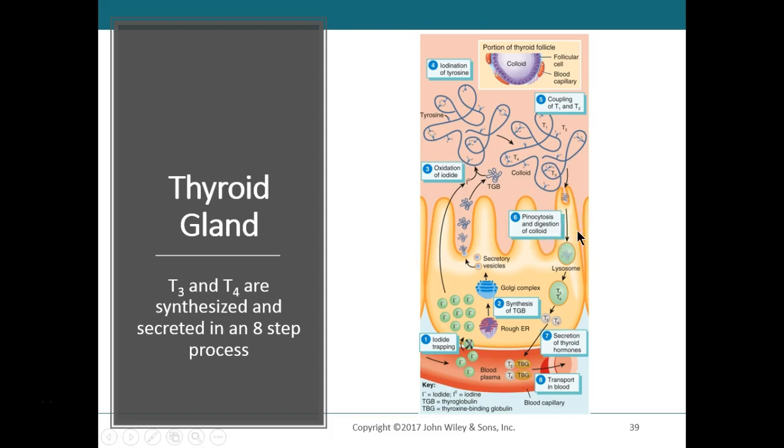So now we've paired the T1s and the T2s up, and we've made T3s and T4s, and they're stored here in vesicles right back in the follicular cell until they are secreted from the follicular cell into the bloodstream, which then transports it out to the body.